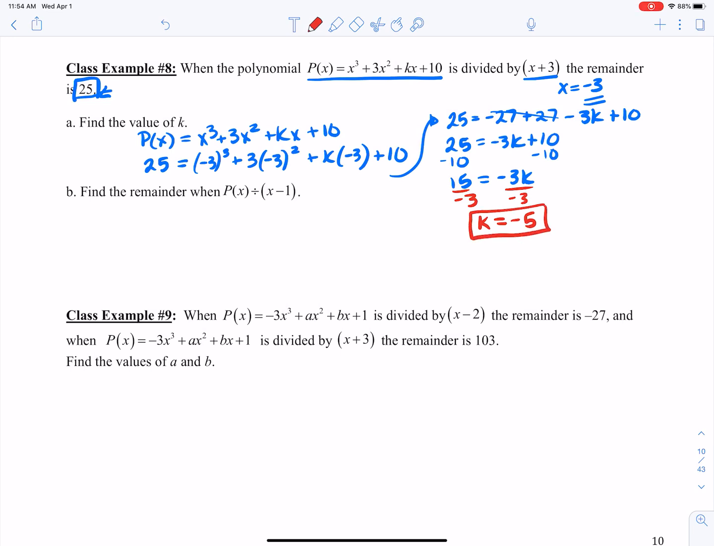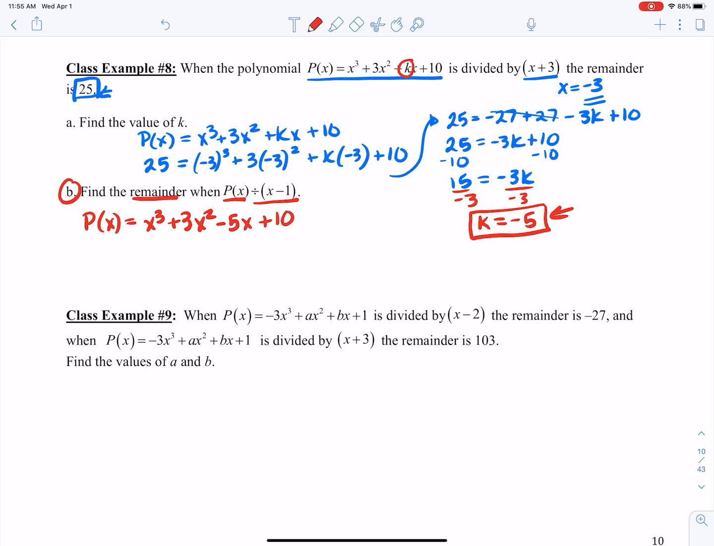Solved. Now they're asking in part B to find the remainder when the polynomial is divided by x minus 1. So I'm going to write out this polynomial with the k value inserted. So I know the polynomial is x cubed plus 3x squared minus 5x, I subbed in that k value, plus 10.